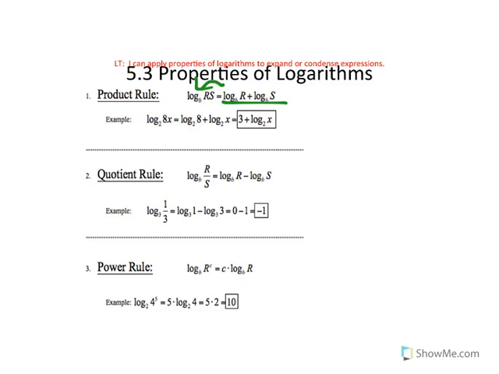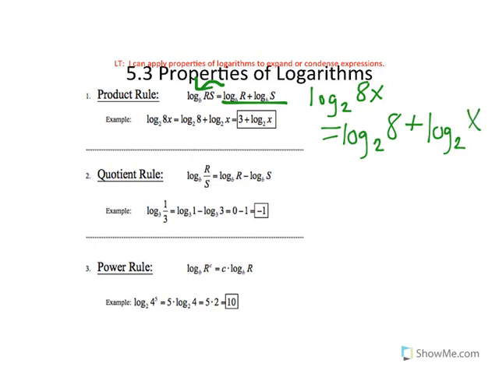So say I give you log base 2 of 8 times x, or 8x is typically how we would write that. We always have to look at 8x and recognize that that is a product happening. Those are two terms being multiplied together, 8 times x. If my direction said expand this logarithm, I can rewrite that as log base 2 of 8 plus log base 2 of x.